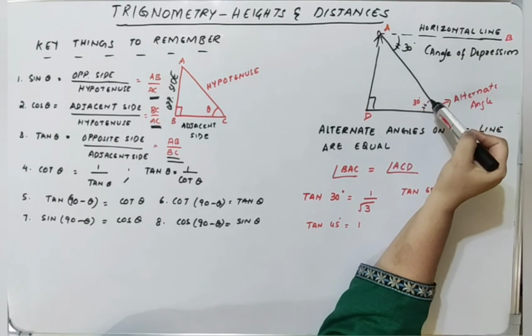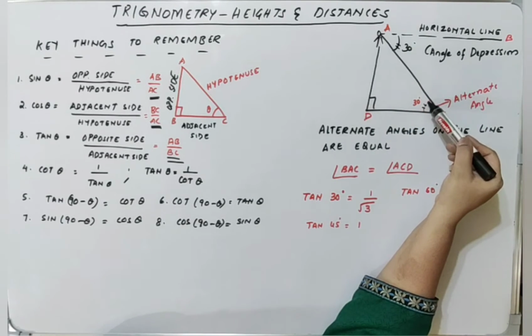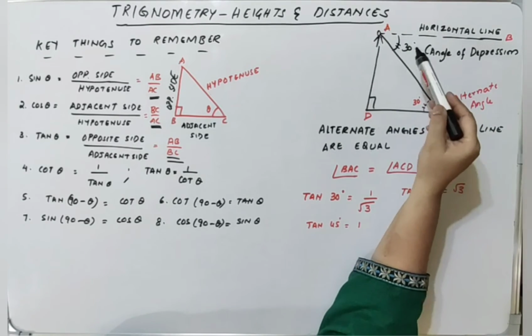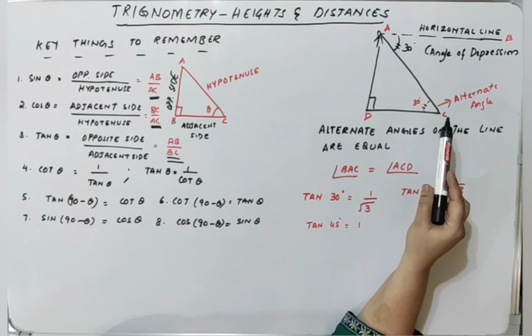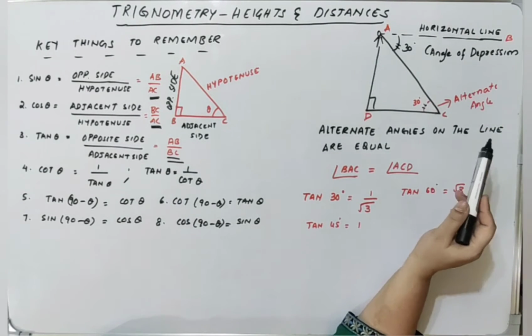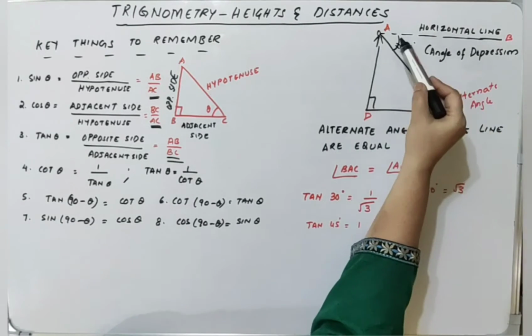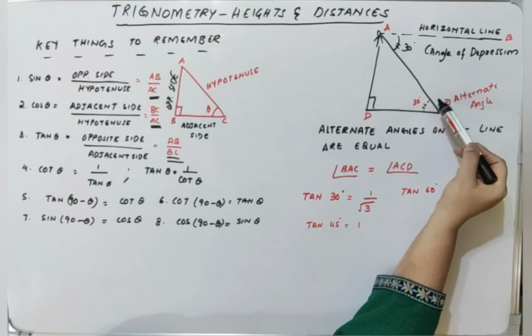So if we have one side and the angle on one side is given, the angle on the other side, that is the alternate side, on the opposite side, is the same. Both are equal. If this is 30 degrees, this will be 30 degrees. If this is 60, this will be 60 degrees. In all problems related to angle of depression, we will have to use this concept of alternate angles. So angle BAC, that is this angle, is the same as angle ACD, which is this angle.